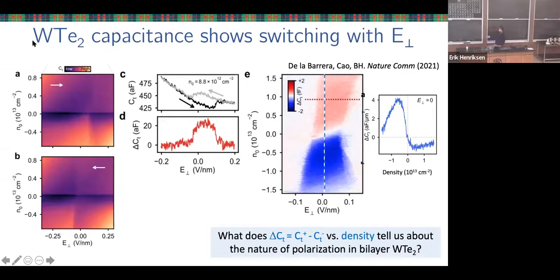The question now is, what does this difference in forward and backward sweeps in the capacitance versus the density tell us about the nature of the polarization in this material? To do that, we're going to need a special model of how to understand the capacitance measurements in terms of where the charges are in the bilayer.